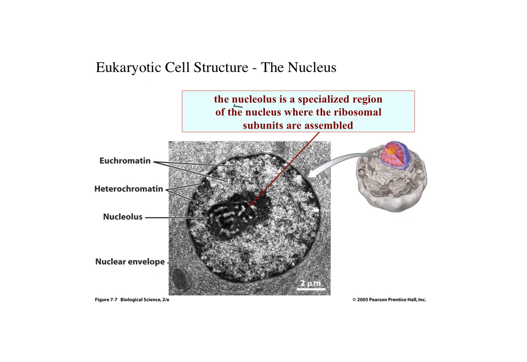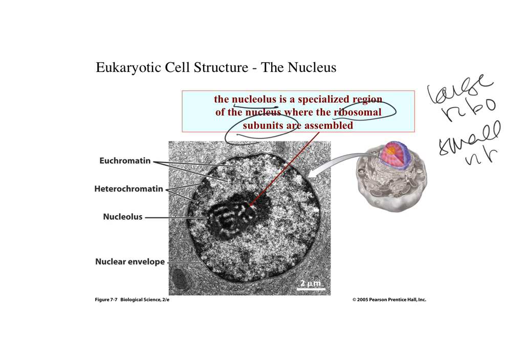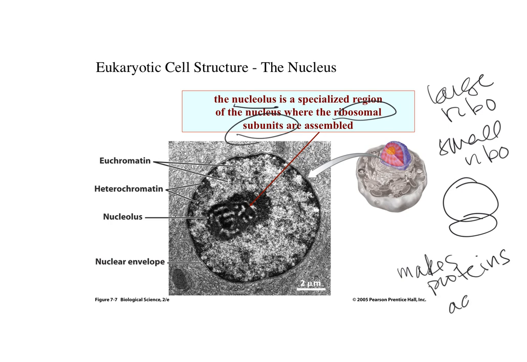Oh, yes, the nucleolus, where the ribosomal subunits are assembled: large ribo, small ribo, right? Here's the little big and small. What does the ribosome do? Protein synthesis, translation. It makes proteins from what? Amino acids, using what kind of bond? Peptide.